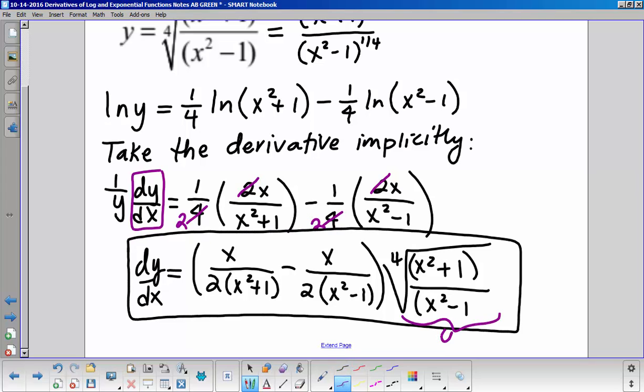And that is just y, right? So it wouldn't matter if we multiply the 2 out in the denominator. No. Okay. All right. Moving along.